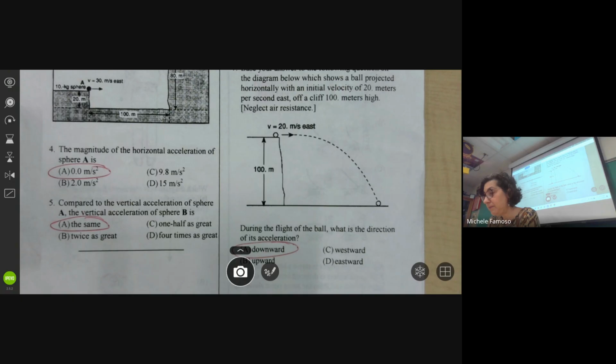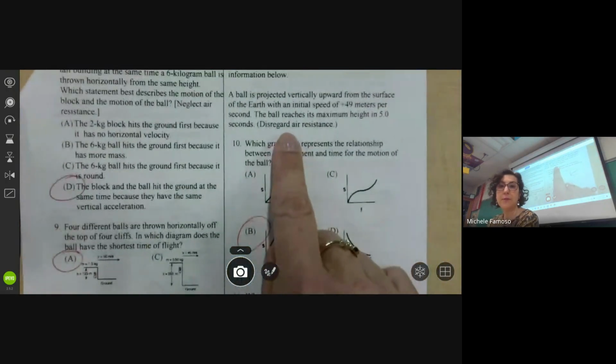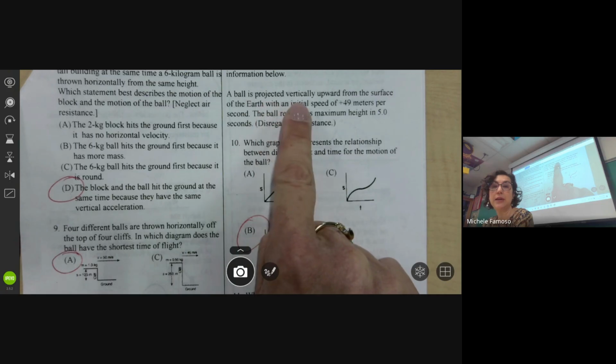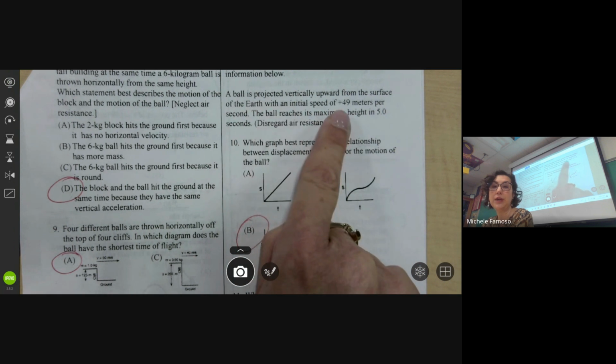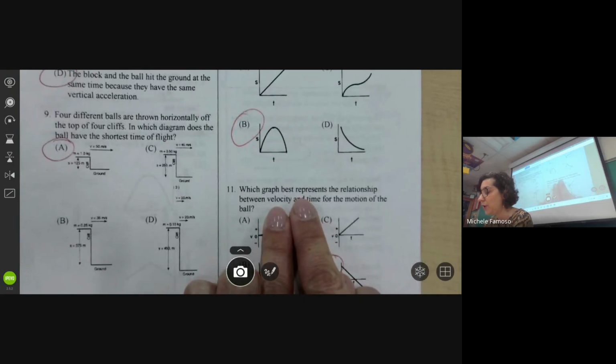Khalees? Number 11. Okay, this one is about the information up here, which is actually a question from the last unit, Unit 4, where we are projecting this ball vertically upward from the surface of the earth with an initial velocity of positive 49 meters per second. It's going to reach its maximum height in 5 seconds. I want to know which graph represents the relationship between the velocity and the time for that ball.